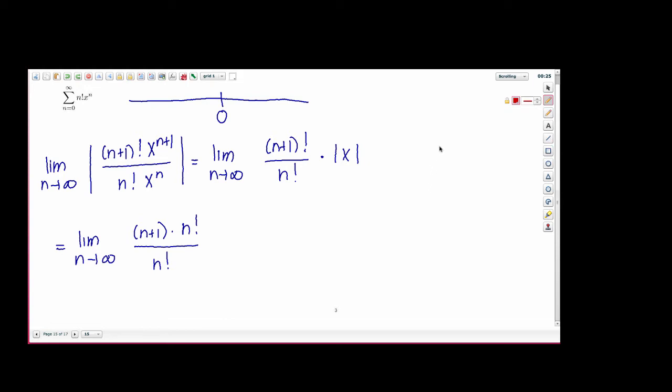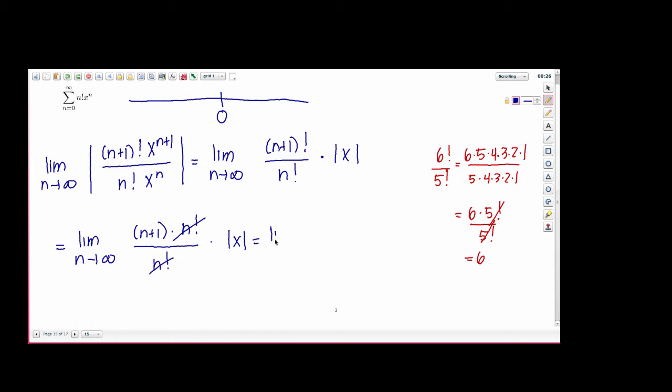So if I had asked you, for example, for 6 factorial over 5 factorial, you would say, well, 6 factorial, that's 6 times 5 times 4 times 3 times 2 times 1. 5 factorial, 5, 4, 3, 2, 1. So we see 6 factorial really is just 6 times 5 factorial over 5 factorial. So the 5 factorials would cancel and you're left with 6.